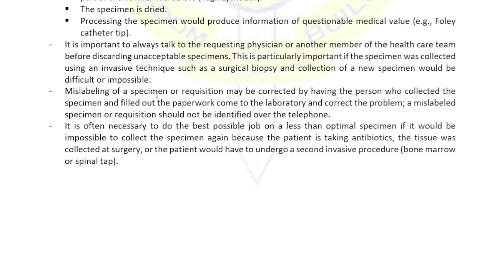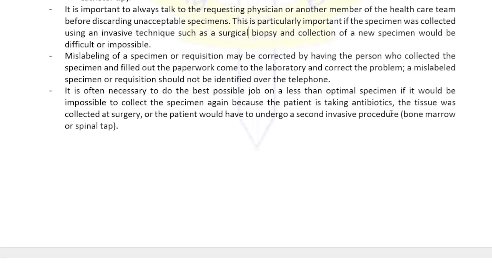Okay? So, mislabeling of a specimen may be corrected by having the person who collected the specimen and filled out the paperwork come to the laboratory and correct the problem. Okay? So, pwede din naman na mislabeled siya. Okay? Like, for example, left ear, pero right ear yung nasa requisition. So, you just ask the one who collected the sample, okay, to change it and verify it. What if kinuha niyo talaga sa left ear? Or what if nagkamali lang siya ng label? Okay? So, you should ask the person to verify it.